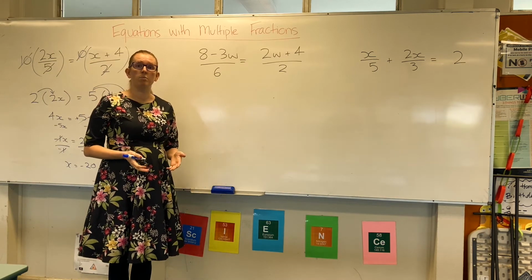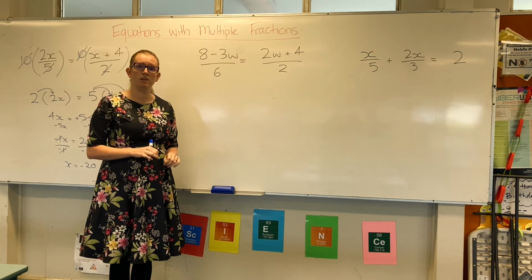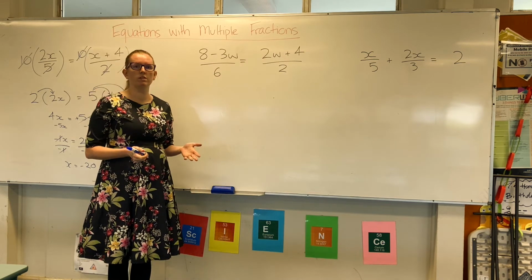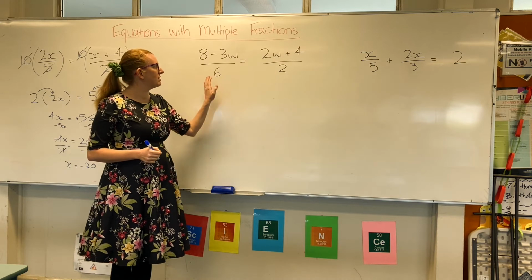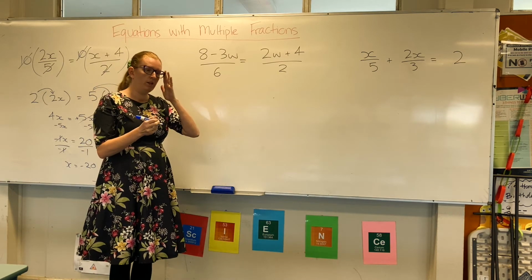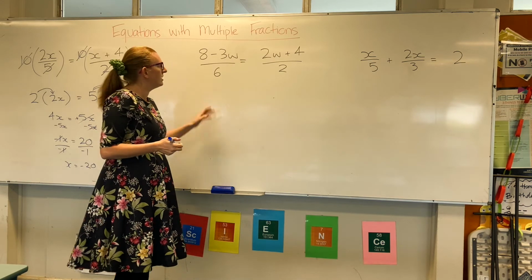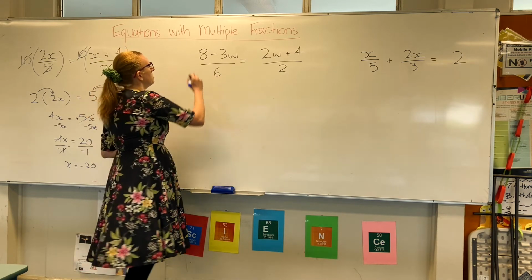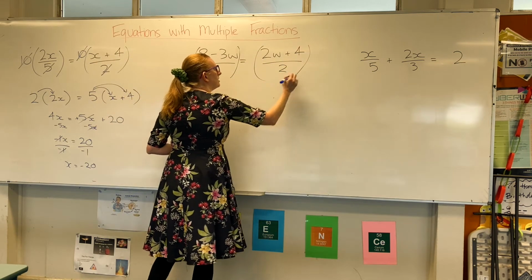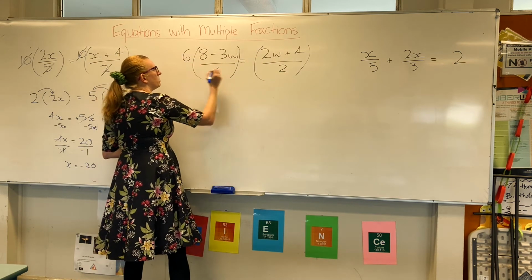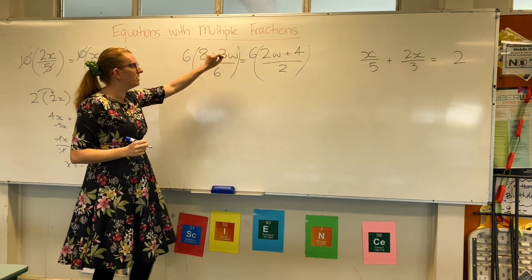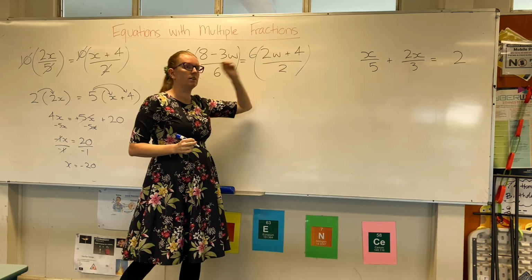I need to choose a number that both of my denominators will fit inside. Now, I could multiply them, like I could choose 12, but 2 actually fits inside 6. So I might choose 6 as my magic number. It would also work with 12. But I'm going to choose 6. So I'm going to put each component inside brackets, and I'm going to put a 6 in front of both. Okay? I've put a 6 in front of this thing, and I've put a 6 in front of this thing.